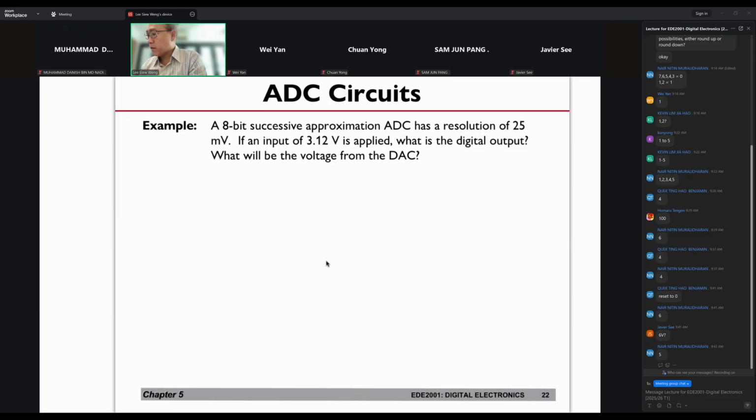Let's draw that circuit up first. You have a DAC here, then you have 8 bits, then you have your register here. You are going to start with 1, 0, 0, 0, 0, 0, 0, 0, and you're going to compare. The input voltage is 3.12 volts.